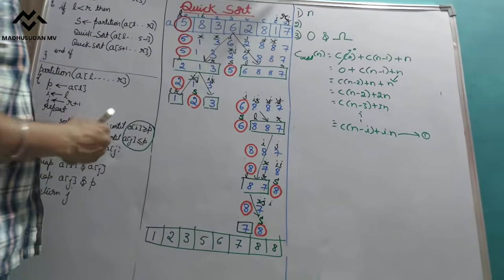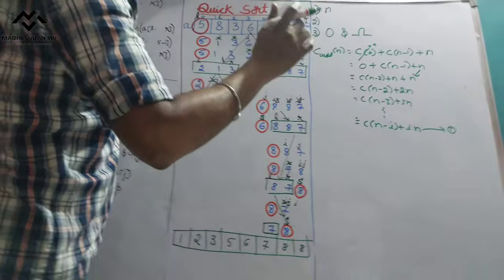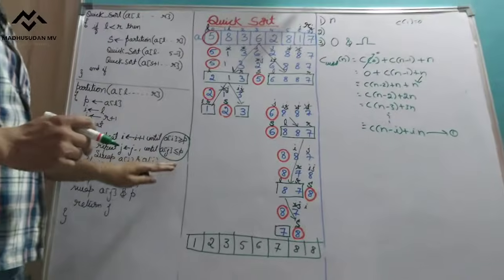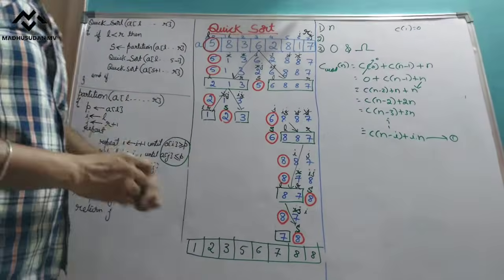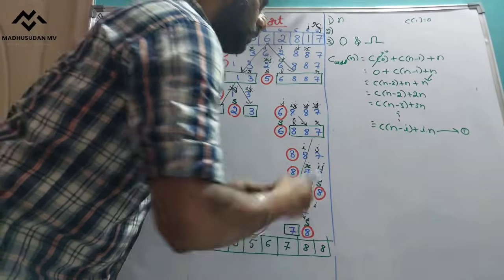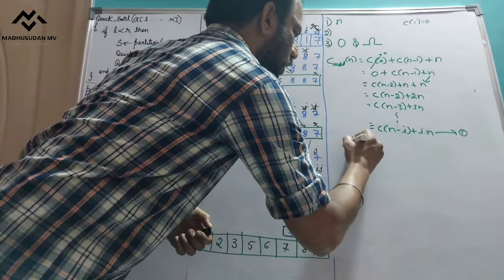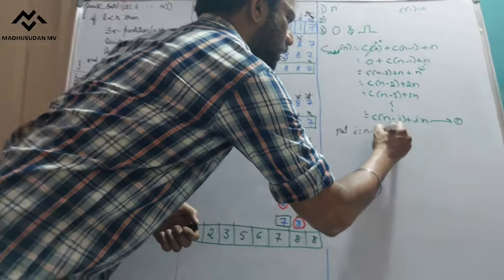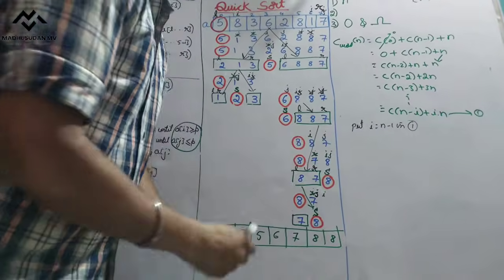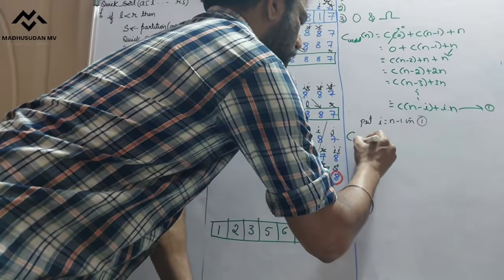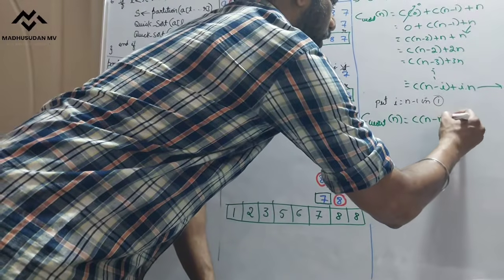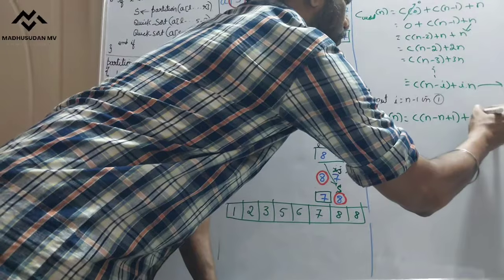But we know that if only one element is there, we are not doing anything. So C of 1 is equal to 0. If one element is there, we are not executing the basic operation. So we need to bring it to this initial condition. For that, I will put i is equal to n minus 1 in equation 1. I will get C worst of n is equal to C of n minus n plus 1, plus n minus 1 into n.